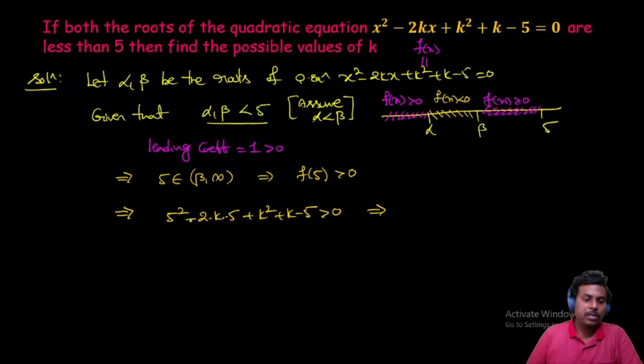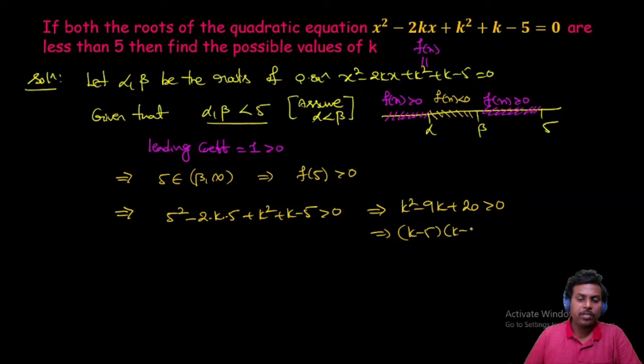So this implies phi square, this is k square minus 10k plus k. So it is k square minus 9k plus 20 greater than 0. So you can factorize it as k minus 5 into k minus 4 greater than 0. So what is the solution for this? K belongs to minus infinity to 4 union 5 to infinity.